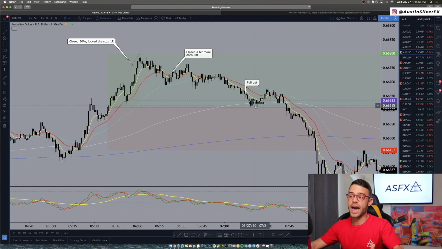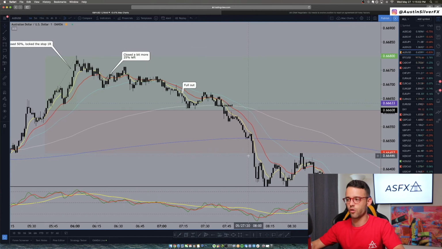Now, look, had I not moved my stop into profit, this would have came down and taken me out here for a loss at whatever position size I still had in. But because I followed my grading rules, meaning for a C setup, take some off at 1R and lock the stop, because that's what I do for all my C setups, it was a profitable day.